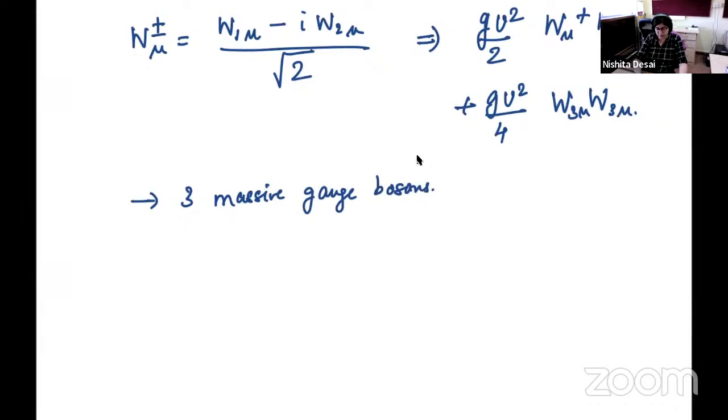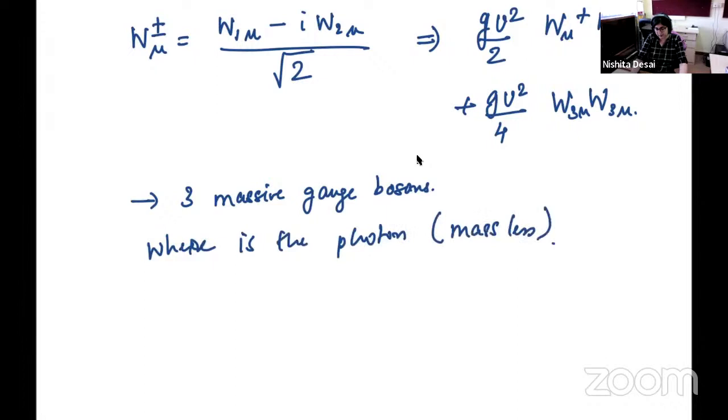However, our original question remains, where is the photon? Which, as we know, is massless. So we know that even though you can have your W plus minus in this way, you still don't get a massless photon from this theory. So we need to still modify this to add a massless gauge boson.